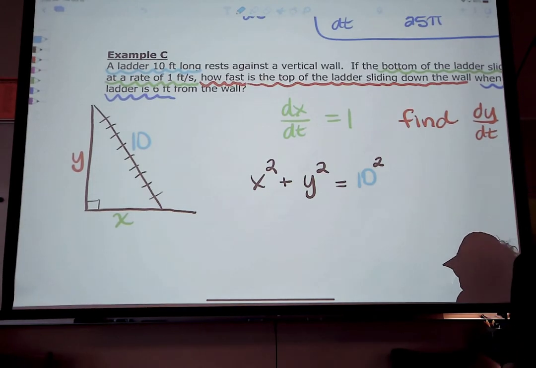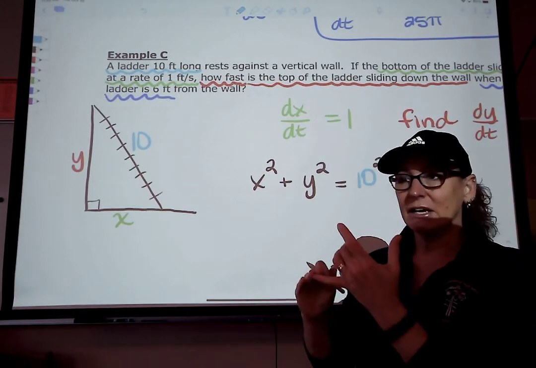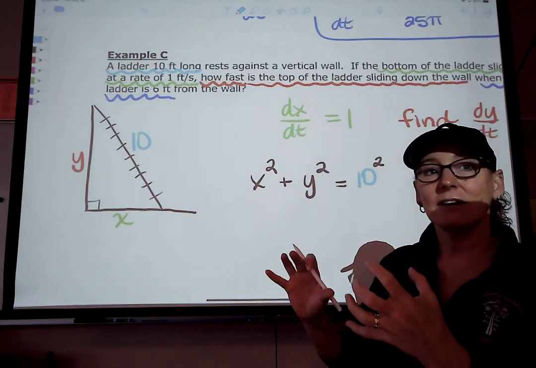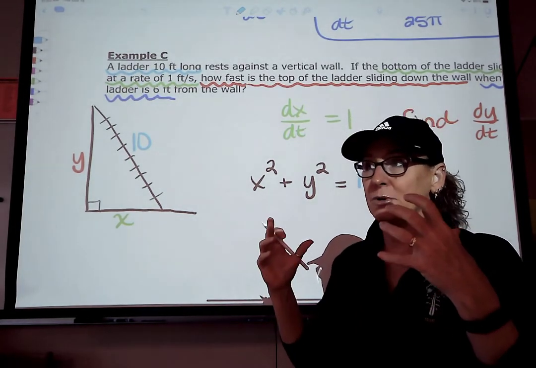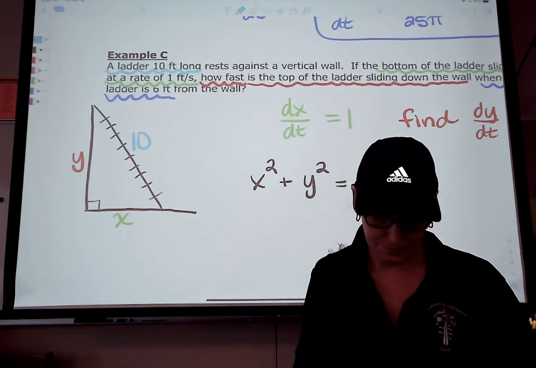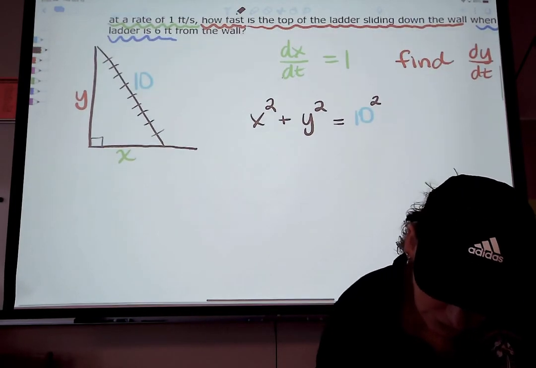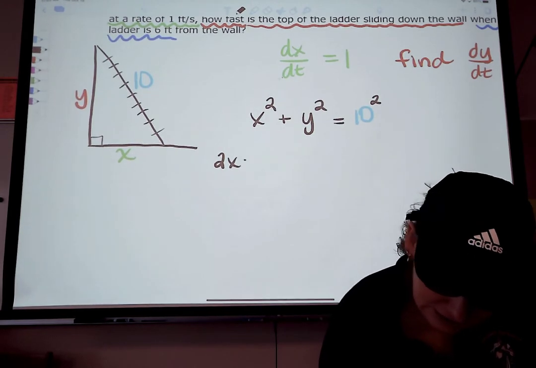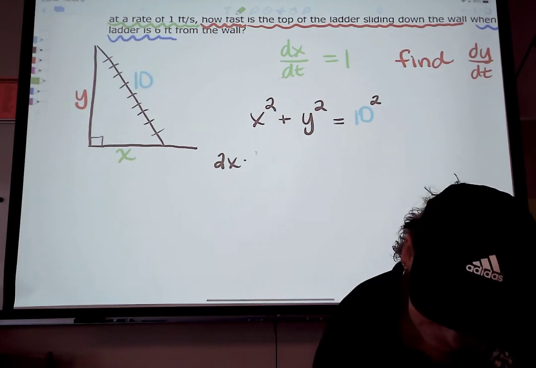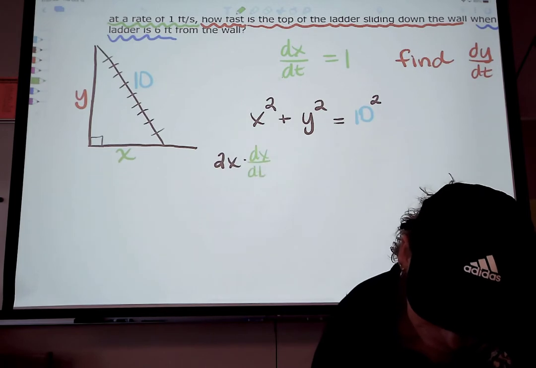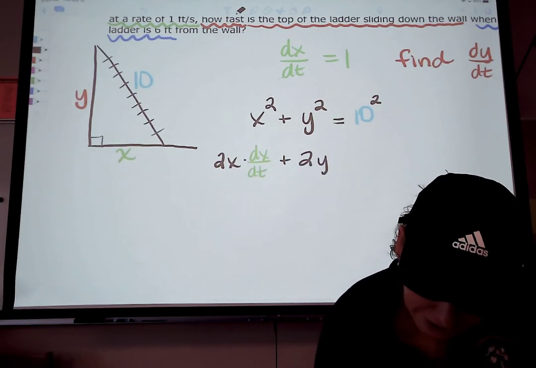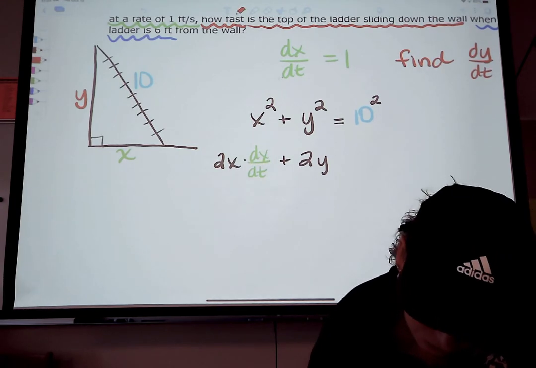Now we're going to do our derivative. Remember, x depends on time, y depends on time. They're both messy. Whenever we encounter them, when we're doing our derivative, we have to use the chain rule. Here we go. I got 2x times dx/dt. Chain ruled it. Plus 2y dy/dt. Chain ruled it.